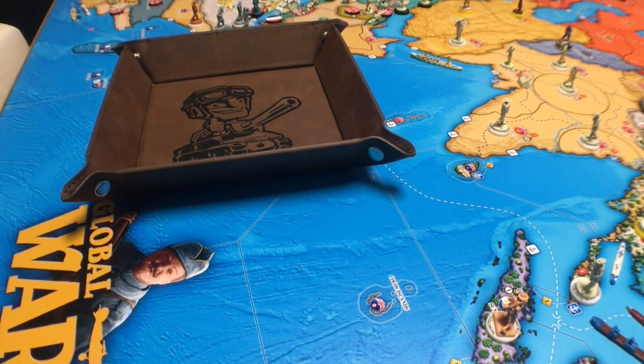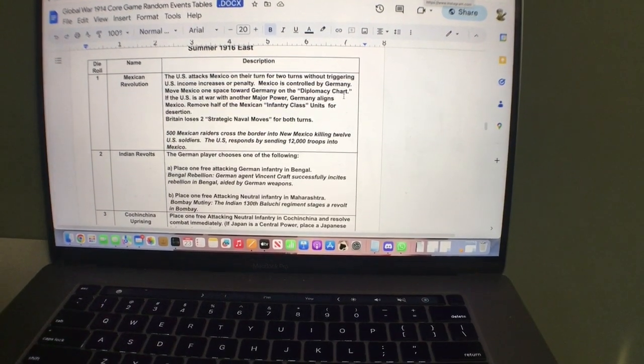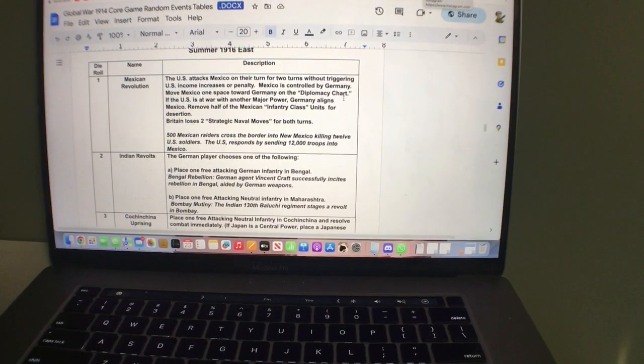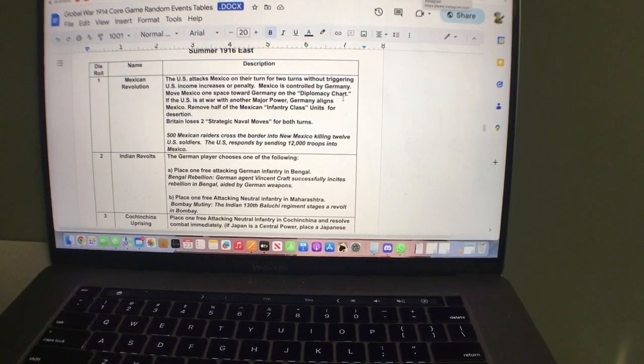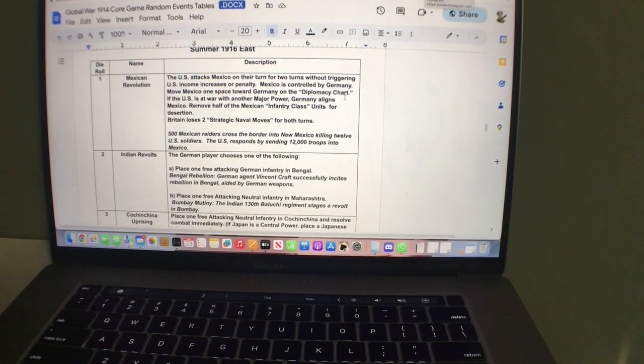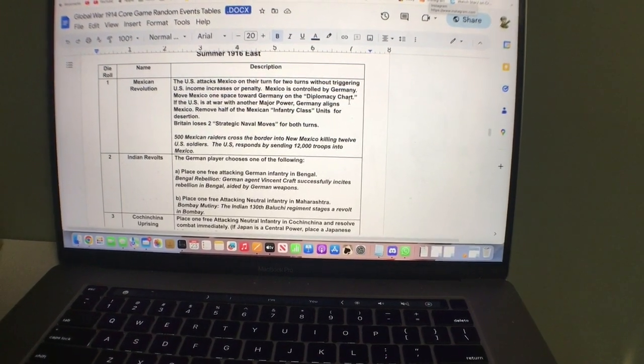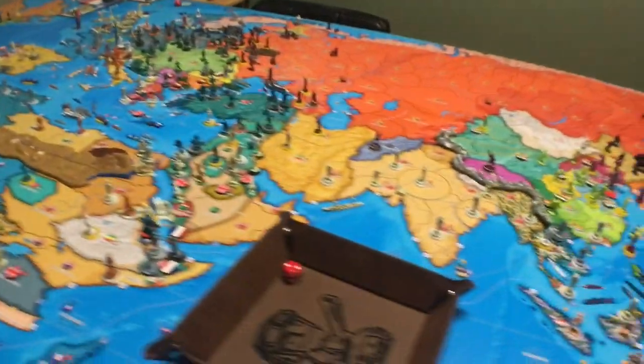Now, summer 1916 east. Let's move it up here. Okay, here we go. 2. See what we get. Indian revolts. German player chooses one of the following. Place one free attacking German infantry in Bengal. Or place one free attacking neutral infantry in Maharashtra. Okay.